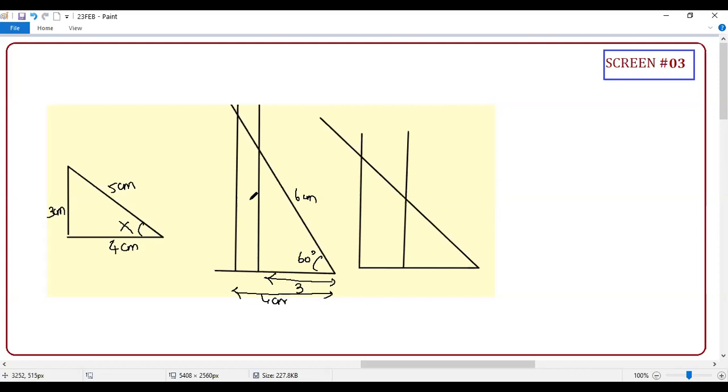4 centimeter. And the full length is what? 8 centimeter. So somehow we proved that when it is 60°, hypotenuse is double of this side. Now coming to 45°.